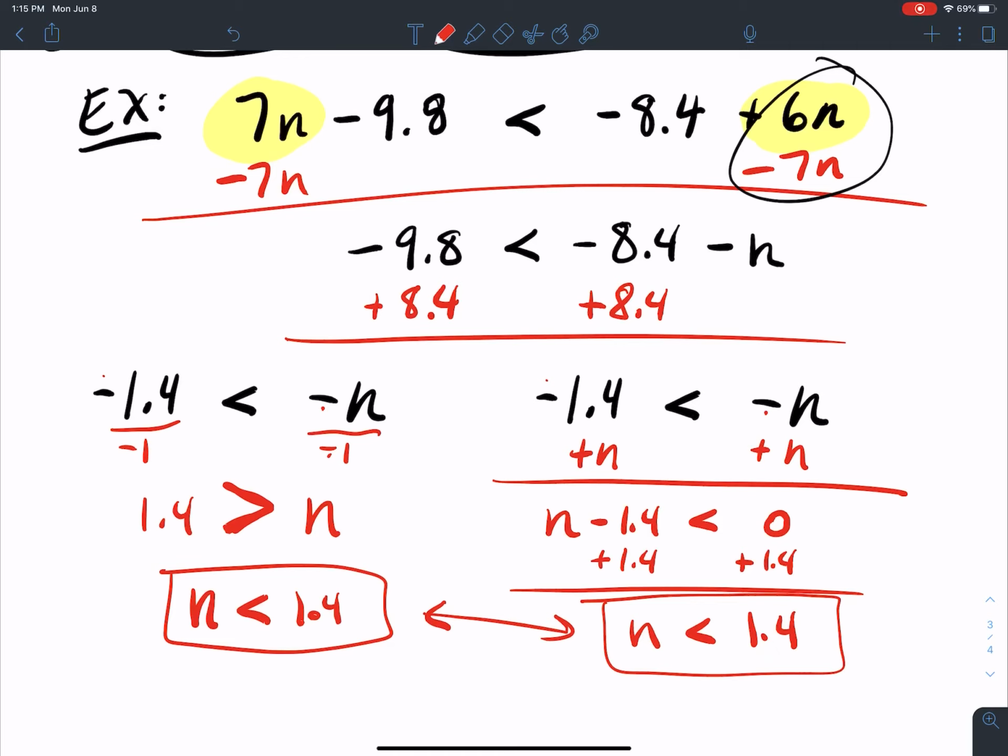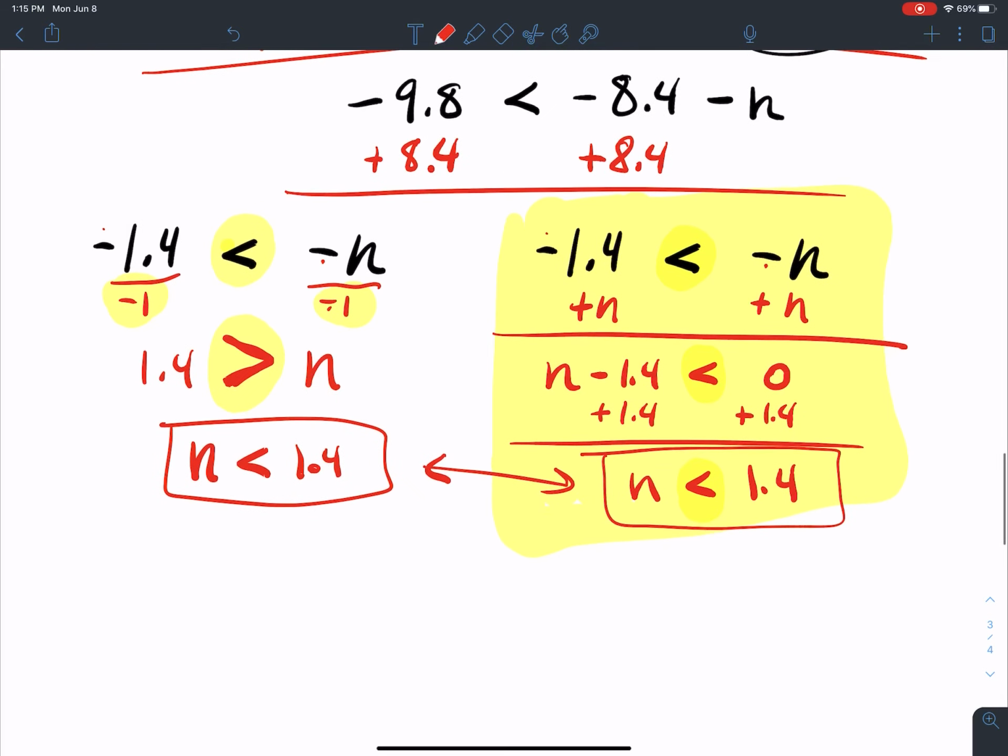So this, my friends, is a verification of why we flip the inequality whenever I divide or multiply by a negative number. That was just extra to show you that you can still get the same answer and avoid dividing by a negative or multiplying by a negative. Get rid of that negative n.